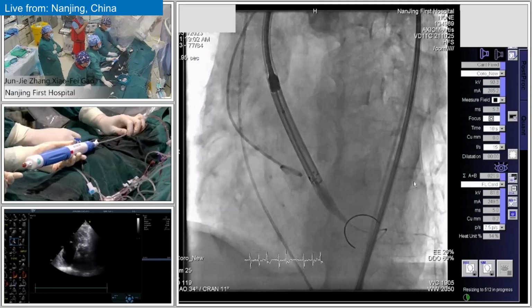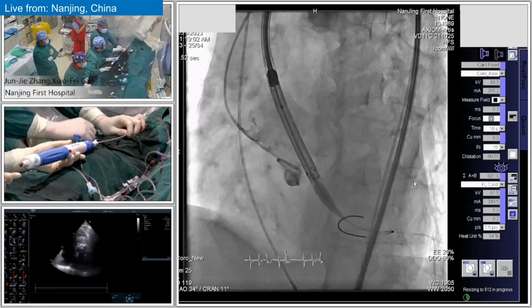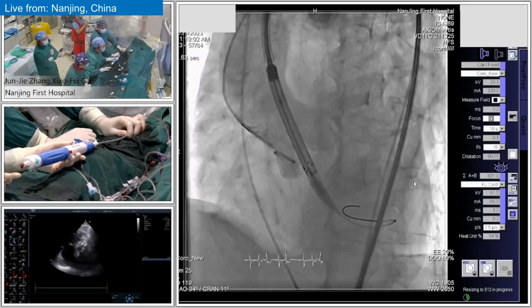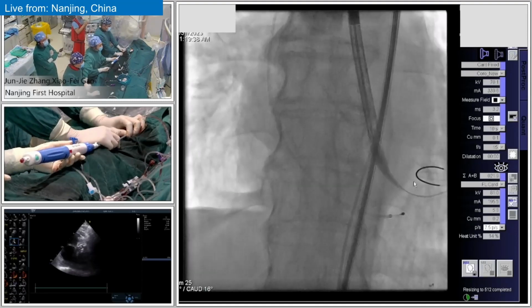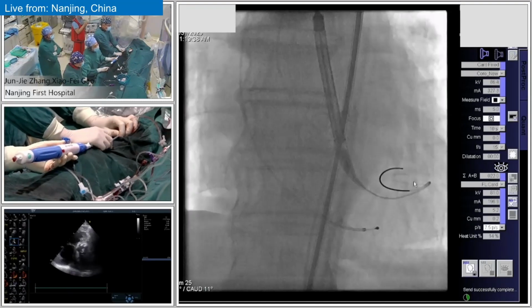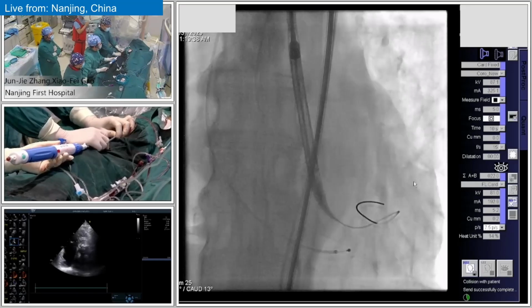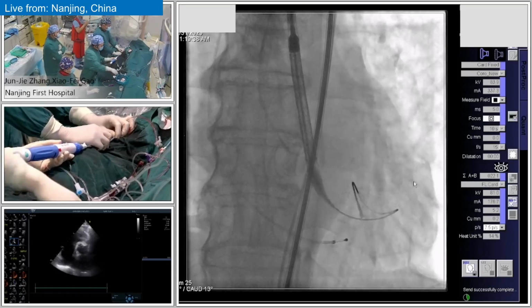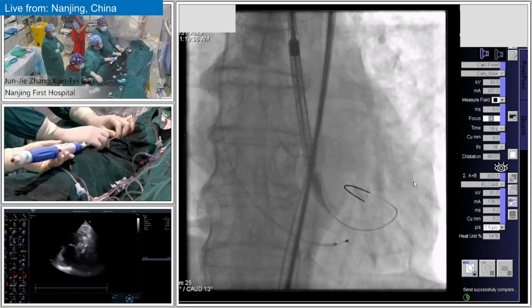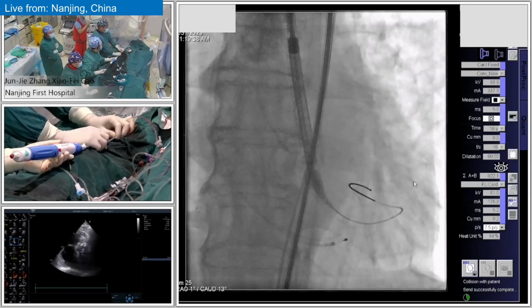Okay, then we go to the AP caudal view. Caudal 13 with LAO 1 degree. And advance the wire. Yeah, good. Very nice. Very good. Then still go to the LAO 30 degree, cranial 70.